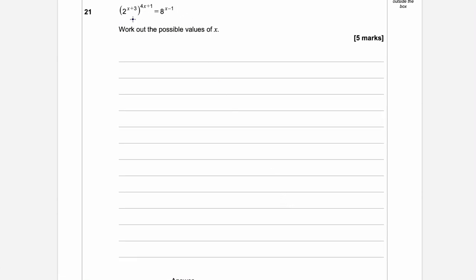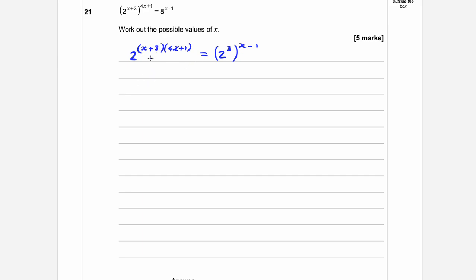Okay, 21. Work out the possible values of x. Okay, guys, I've seen these type of questions before. Let's put everything into base 2. So this is already in base 2, so it's 2 to the power of this to the power of this. A power to a power, guys, is we multiply out the powers. So it becomes 2 to the power of x plus 3 times 4x plus 1. And this equals 2 cubed to the power of x minus 1.